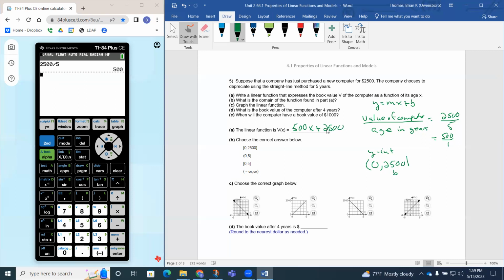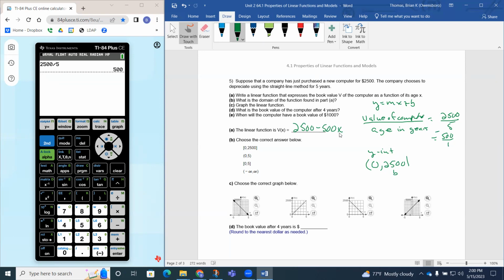So actually, I should change that. It should be depreciating by that. So let's rephrase this another way. My depreciation should be negative. So this should be a negative 500. So I should have 2,500, and I should be subtracting the 500 per year. So 500 times x would make better sense. So if no years go by, it would still be 2,500. Okay.